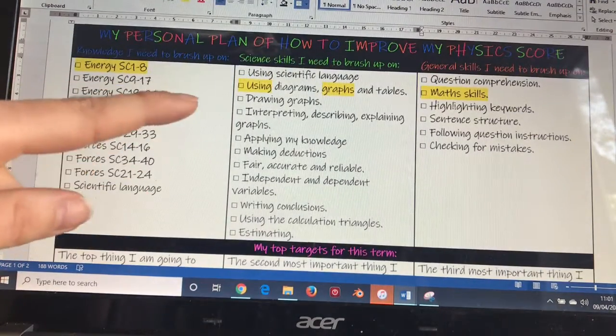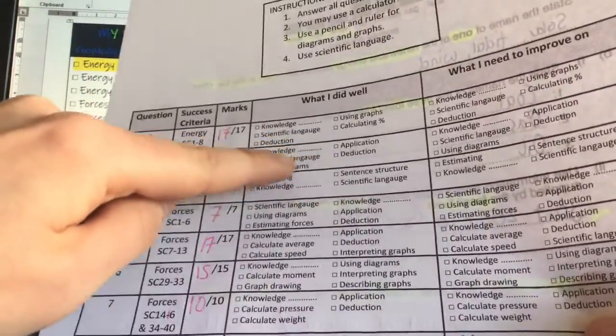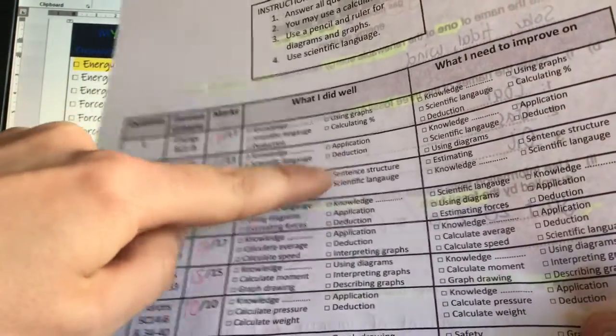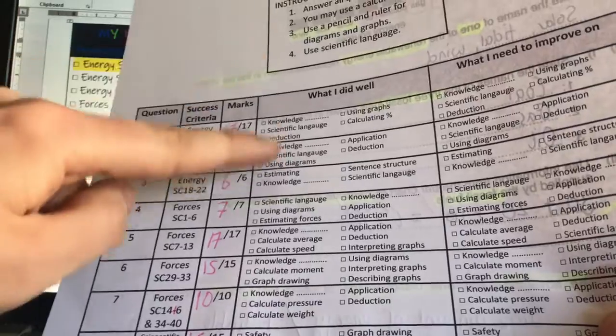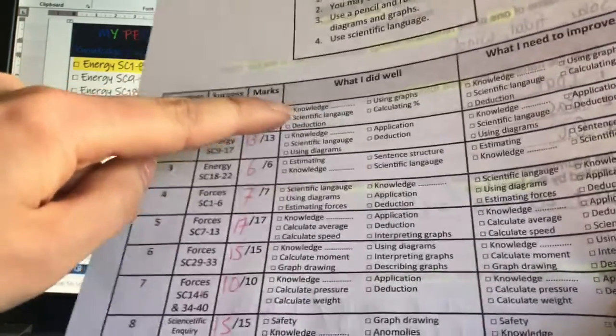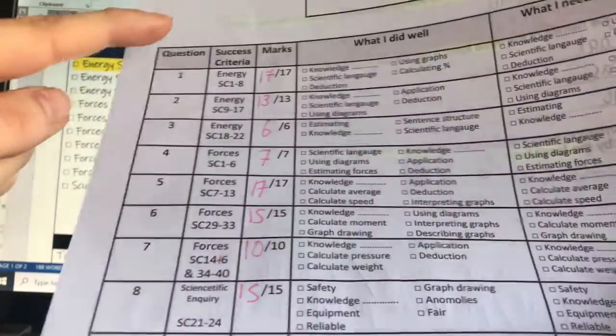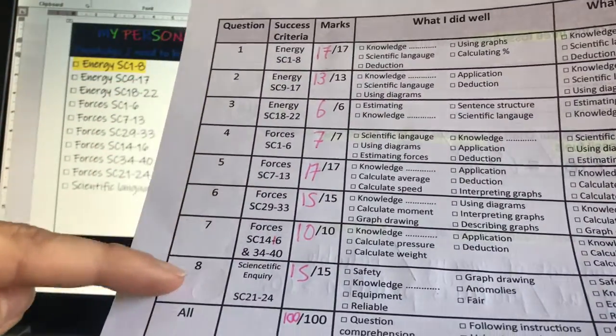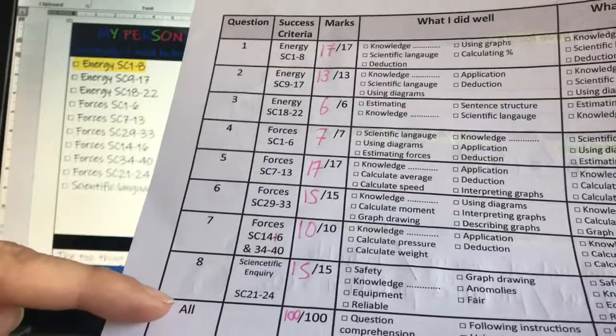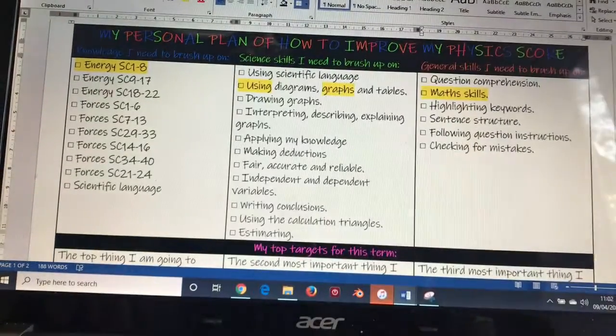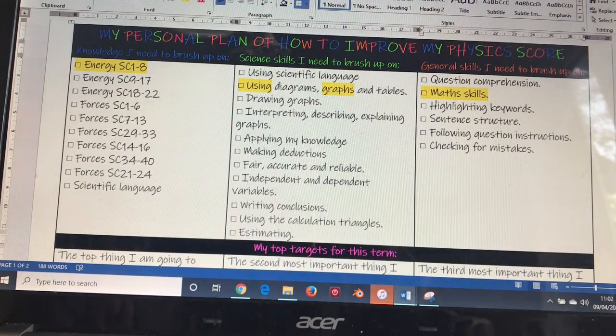Then check the scientific skills column. Again, it tells you which skills were actually required by this question because not all questions require all skills. And then last of all, the general skills section. So do that for question 2, 3, 4, 5, 6, 7 and 8. So all of the questions you're going to do that for. And once you've finished all of those, we can go on to the next section of our How to Improve plan.